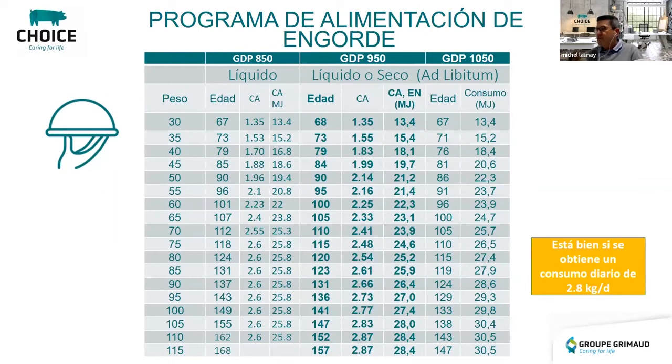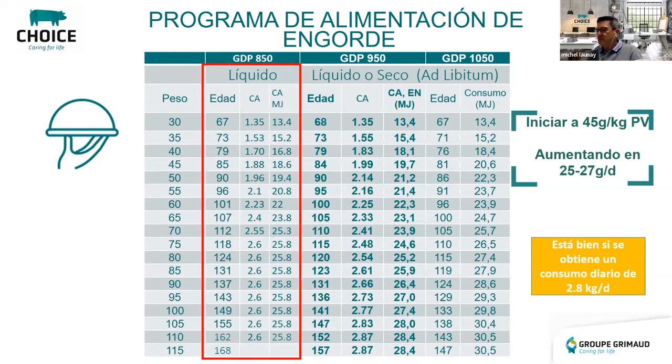Here you have an example of a fattening feeding plan used in France. You can see the usual start is 45 grams per kilo live weight, and an increase of around 27 or 28 grams a day. You can see here the weight, and you also have the age. So the weight and the age, yes.